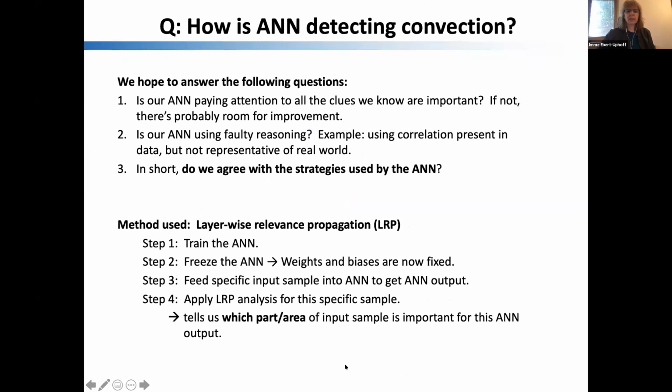So the method we use to analyze that then is that we train the neural network, then we freeze the neural network. So we leave the weights and the biases as they are, they're now fixed. We feed a specific input sample to our neural network, and then we apply an LRP analysis for the specific example, which tells us again which part or area of the input sample is important for this neural network output.